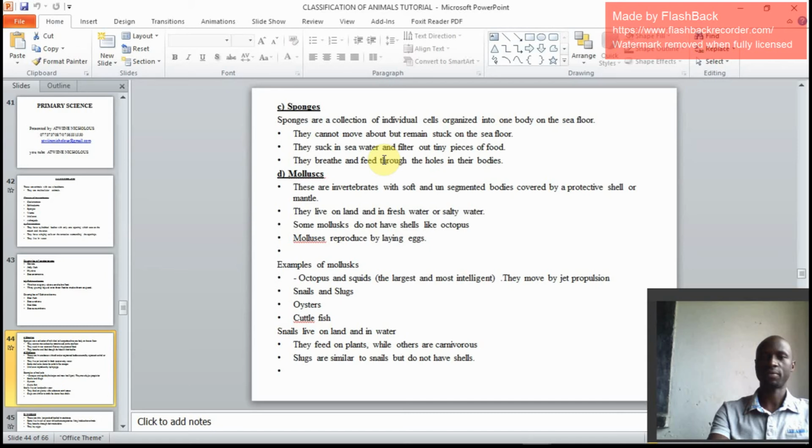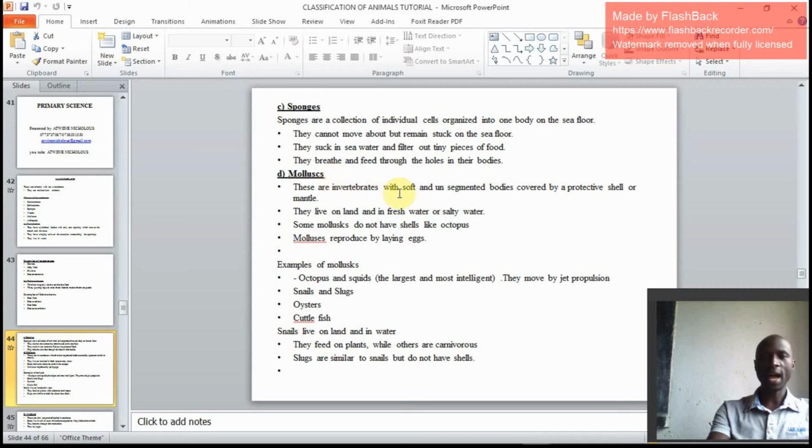They suck in seawater and filter out tiny pieces of food. They breathe and feed through the holes in their bodies. Those are sponges. Then we have mollusks, another interesting group of invertebrates.